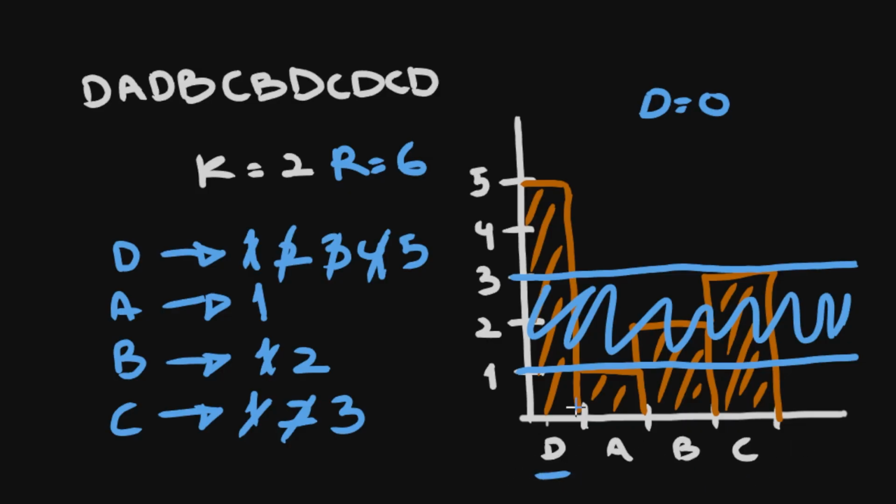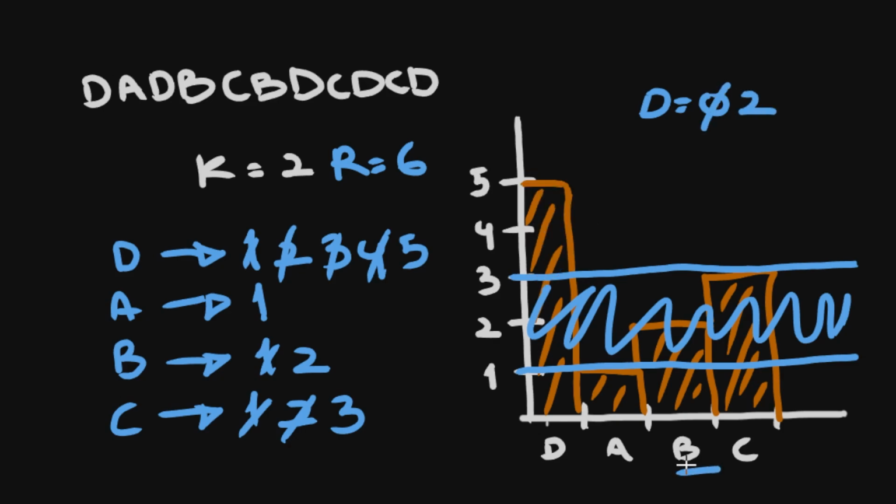First, D has a count of 5, and 5 is greater than our upper bound. And given that we need to remove everything that's out of bounds, we need to remove this in this case, meaning 5 minus 3 characters. So we add to destroy 2.